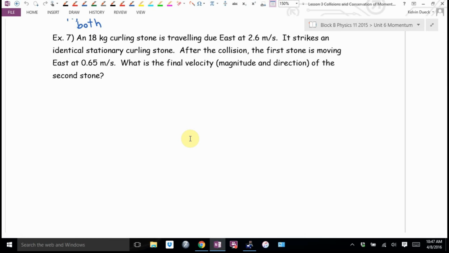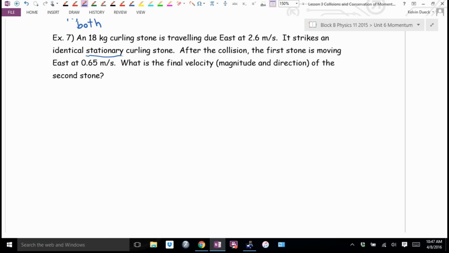You ready? Kareem, it says this: an 18-kilogram curling stone is traveling due east at 2.6 meters per second. It strikes an identical stationary curling stone. All of us underline the word stationary. After the collision, this is a job for conservation of momentum, I think. The first stone is moving, and so on. What's the final velocity? Okay.